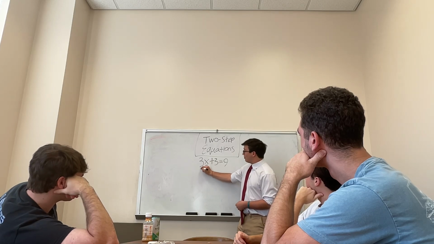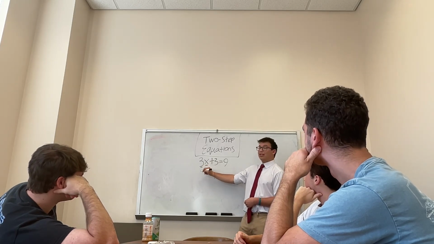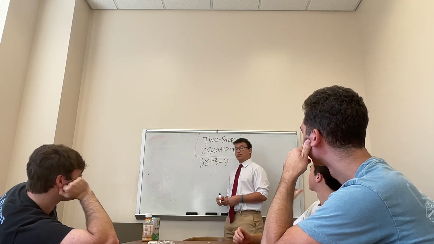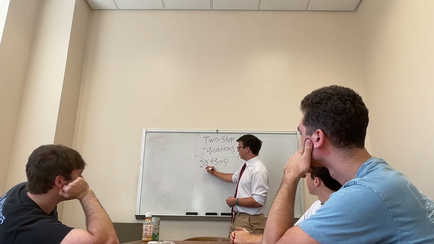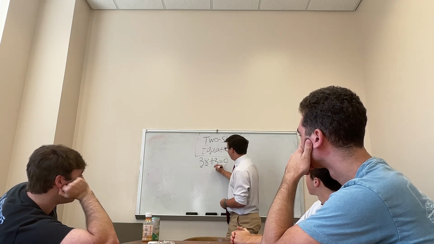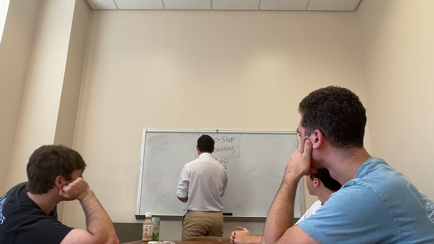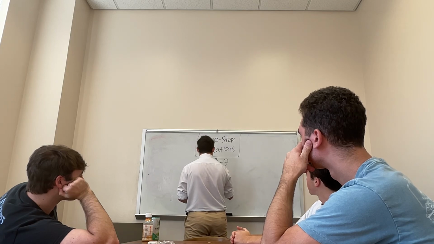Does anyone know what the number attached to the variable is? This is called the coefficient. In two-step equations, the number that is attached to the variable is always going to be called the coefficient. So with that being said, to get this variable alone, the first step we're going to have to do is subtract 3 from both sides of the equation, leaving us with 3x equals 6.